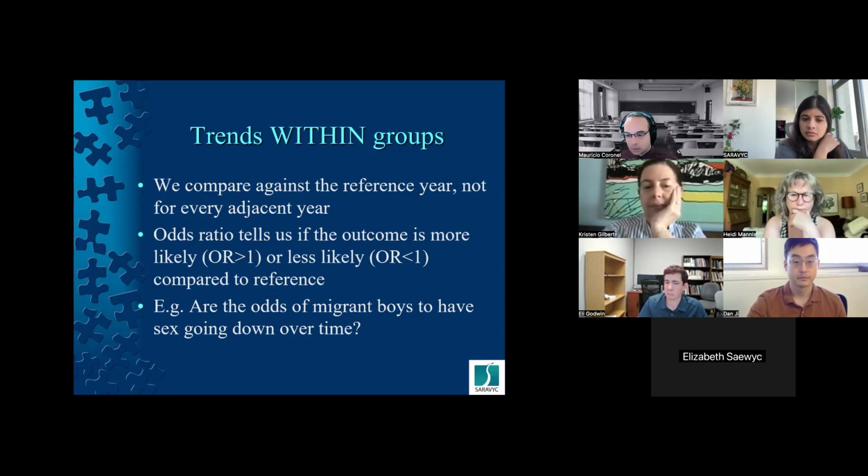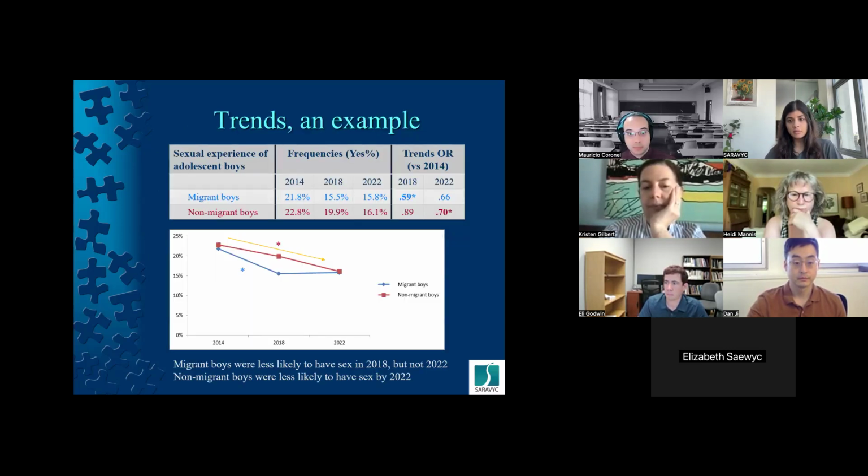So one question, as an example, is, are the odds of migrant boys to have sex going down over time? So we have an example. We have that little graph. Again, this is presented from our percentages of those who said yes, but this is for our illustration. This is how we're looking at that trend. So we've got two groups, migrant boys and non-migrant boys. And we've got our 3 years, and we looked at the percentages, which was our comparison earlier. Why not percentages? Why odds?